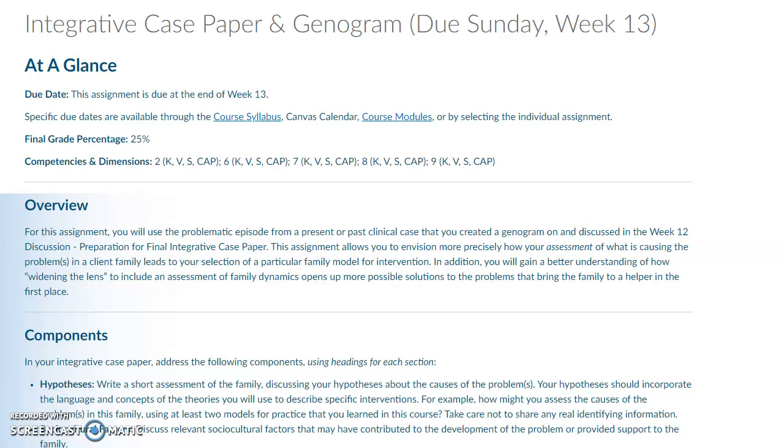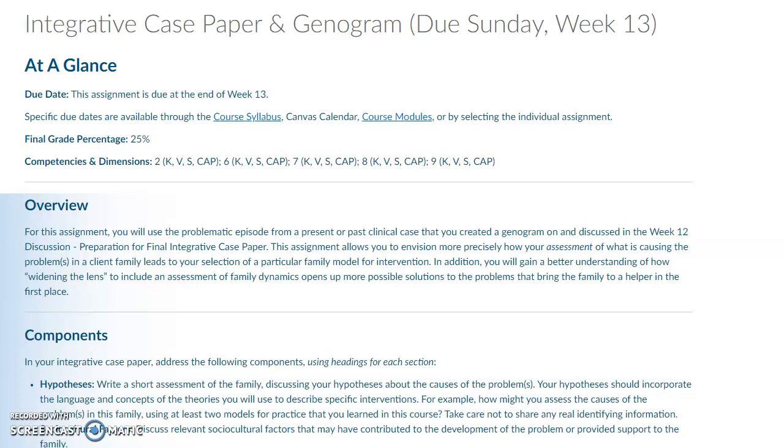Hey class, I just wanted to take some time to go over the integrative case paper and genogram, which is due at the end of week 13. I know all of you have been thinking about this week, given your week 12 discussion was focused on describing the problematic episode from a past clinical case that you will be using for this paper.